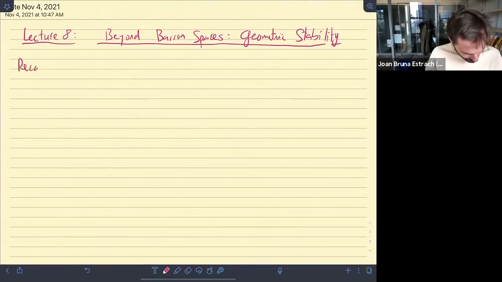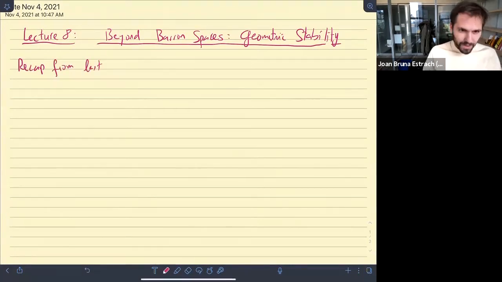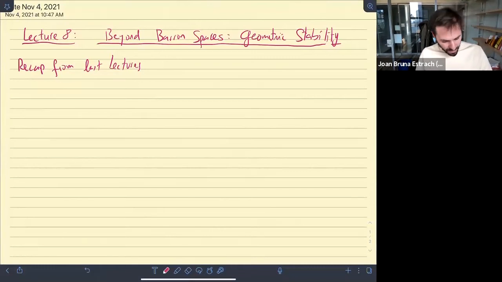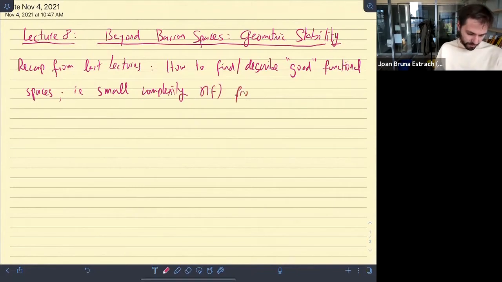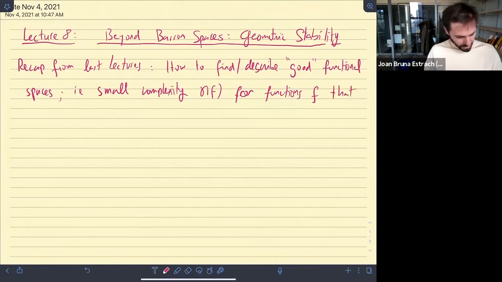From last lectures, one of the themes that we described was that one of the important questions that deep learning tries to answer is basically how to find or describe "good" functional spaces. And here I put good in quotes because what I mean is that I want small complexity, called gamma f, for the functions f that we care about.